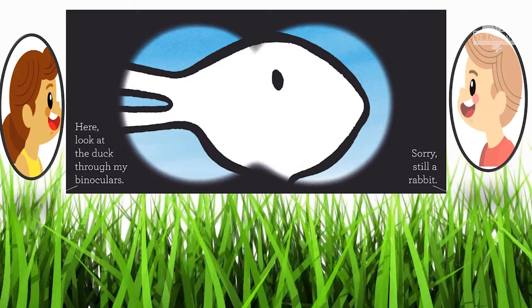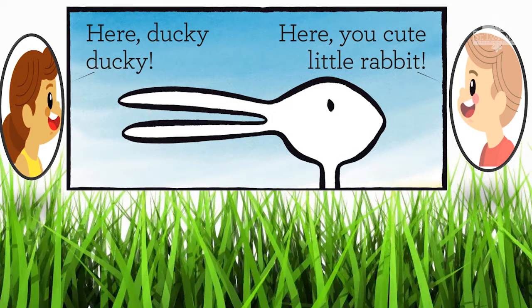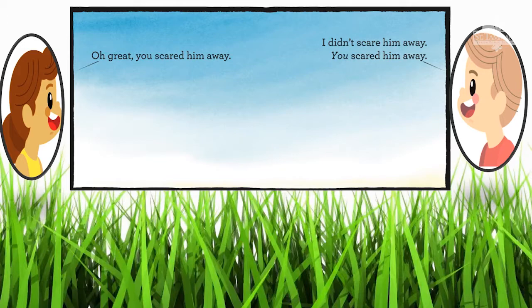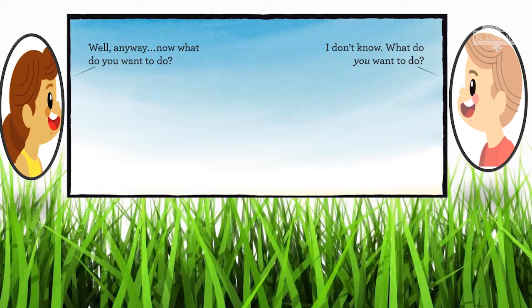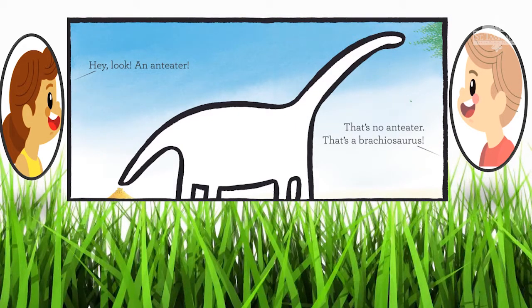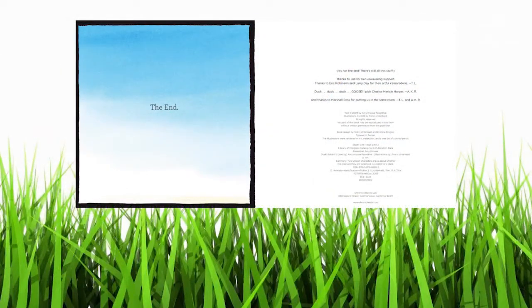Here. Look at the duck through my binoculars. Sorry, still a rabbit. Here, ducky ducky. Here, you cute little rabbit. Oh, great. You scared him away. I didn't scare him away. You scared him away. You know, maybe you were right. Maybe it was a rabbit. Thing is, now I'm actually thinking it was a duck. Well, anyway, now what do you want to do? I don't know. What do you want to do? Hey, look, an anteater. That's no anteater. That's a Brachiosaurus. The end.